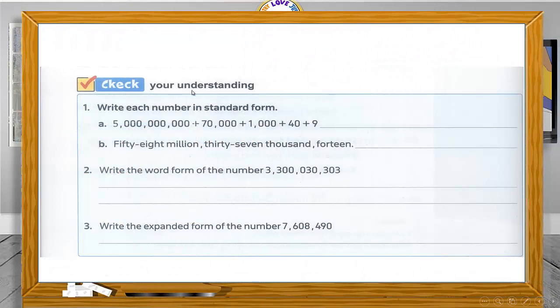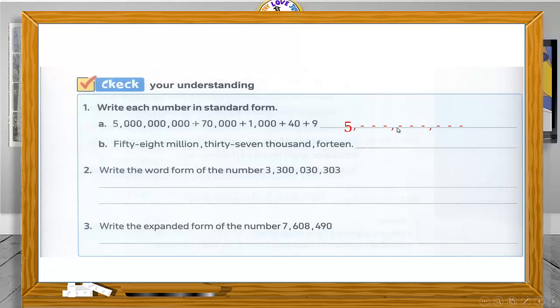Here you should check your understanding. Write each number in standard form. We have 2 numbers, one in expanded form, second number in word form. To write the number in standard form, I said you should write periods before you start to write. We have here 5 milliard. 5 milliard meaning 4 periods. You should put 4 periods like this. 5 in 1 milliard. So you should write 5 in the first or highest place.